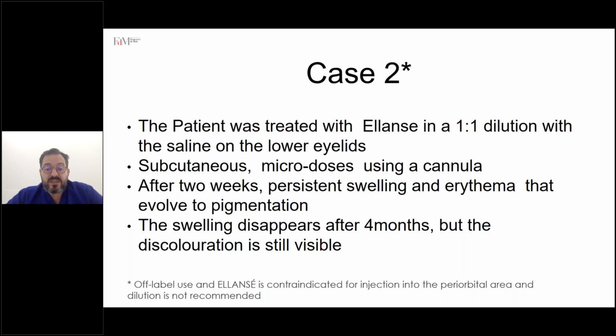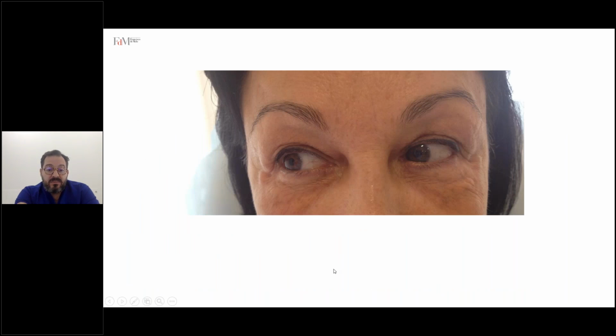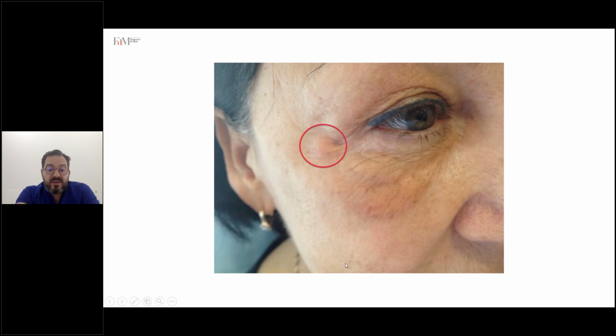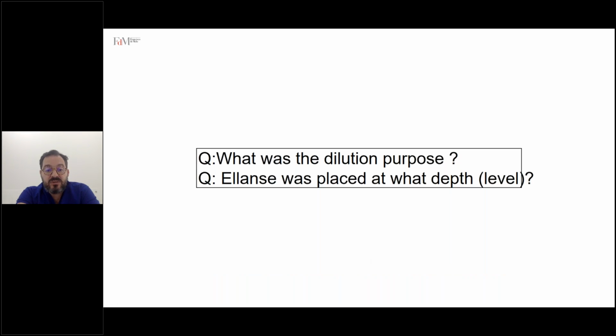Case 2. Well, this is a case where clearly there was a dilution 1-to-1. So they were not using Ellanse anymore, using something else. Microdoses, subcutaneous, and we got the persistent swelling and erythema that evolved to pigmentation, and the swelling disappeared after 4 months, but discoloration is still visible. Can you move to the next one, please? So this is the case. Another one, please. And you can see the injection was too superficial.